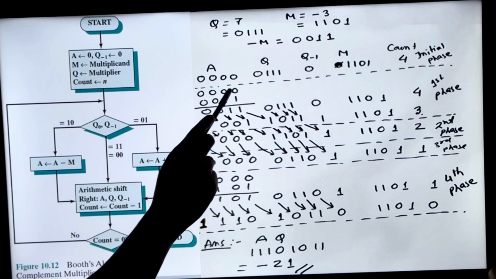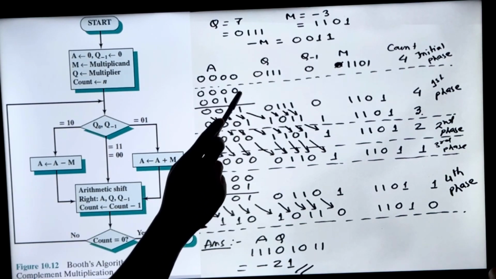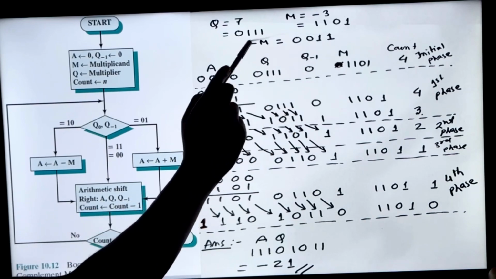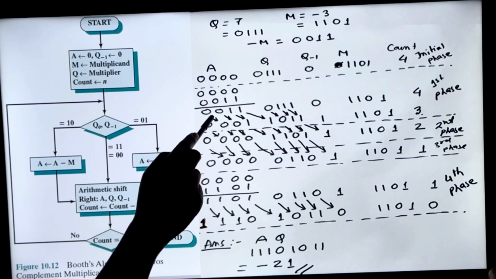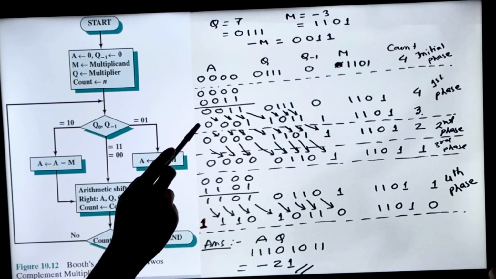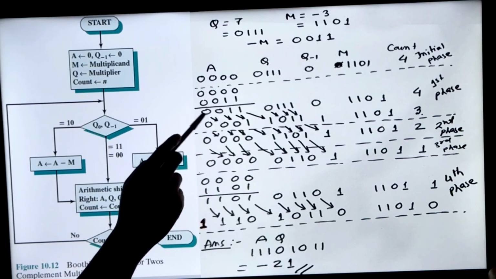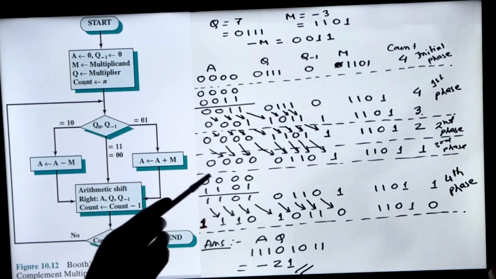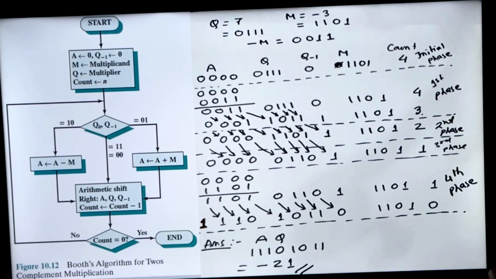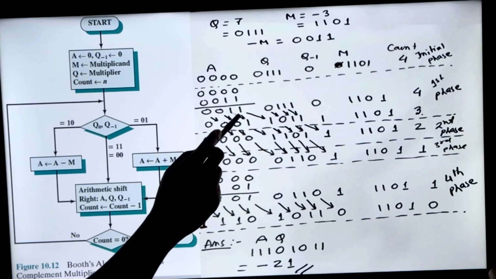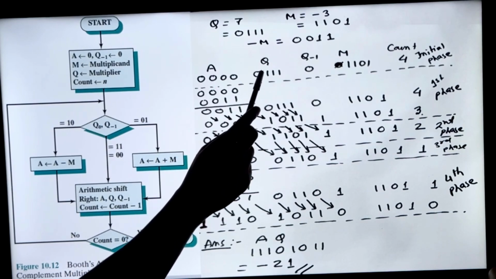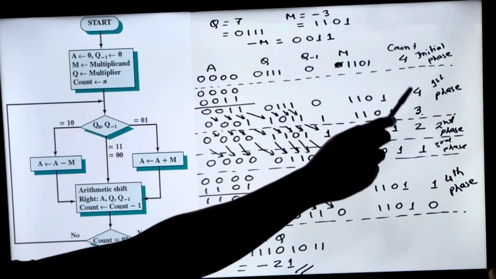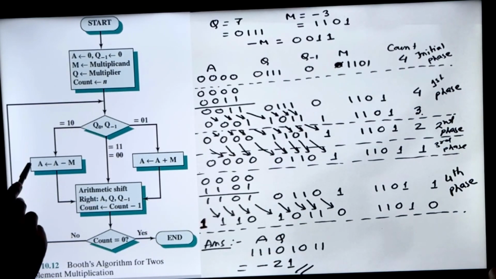What is my A? 0 0 0 0. What is my -m? 0 0 1 1. Just add it. -m I already have, so A and -m you add it, it's nothing but A equals A -m. So what are you getting? 0 0 1 1. Remember, in Booth's algorithm we don't have any space for the carry out bit, so you always have to ignore the carry out bit. So 0 0 1 1 I got from here, and the rest of the things you keep as they are: Q, Q -1, m, and count. So this part is done.